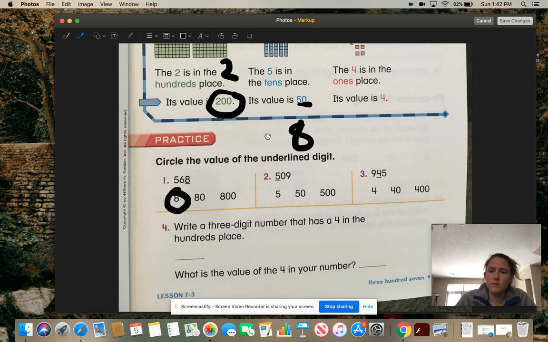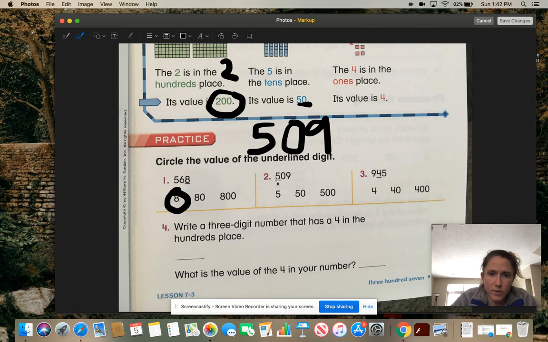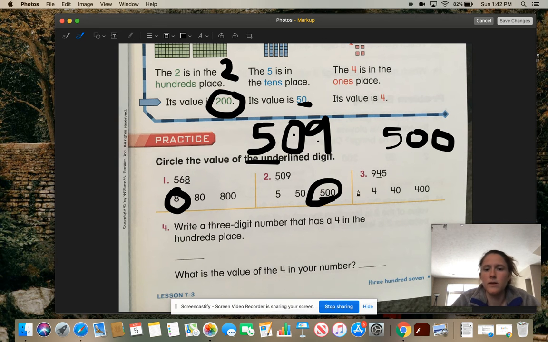Let's look at the next one. We have 509, and the 5 is underlined, so we're looking at the value of the 5. The 5 is in the hundreds place, and there are 2 numbers behind it. 1, 2 numbers. So you would need to have 2 zeros behind it. So that would be worth 500.